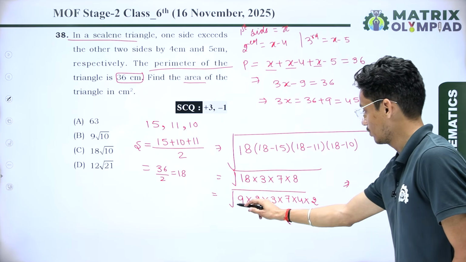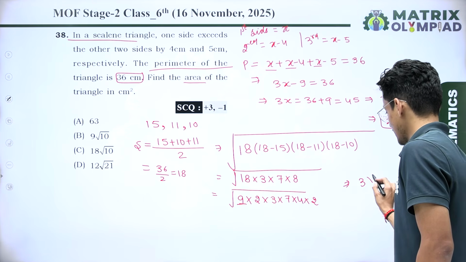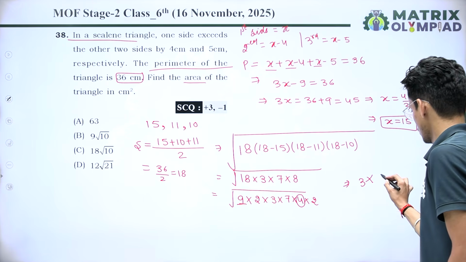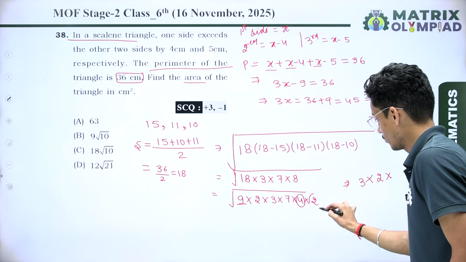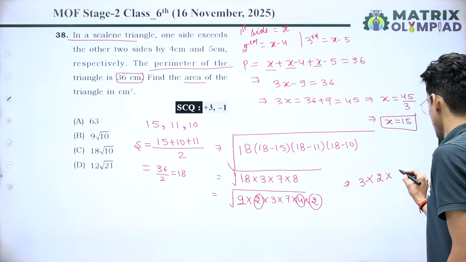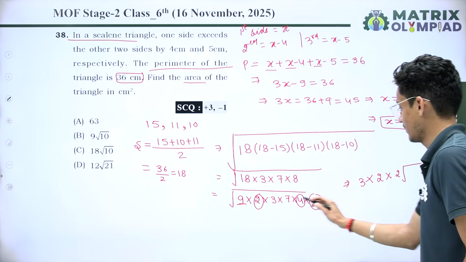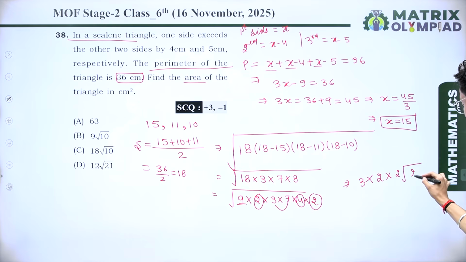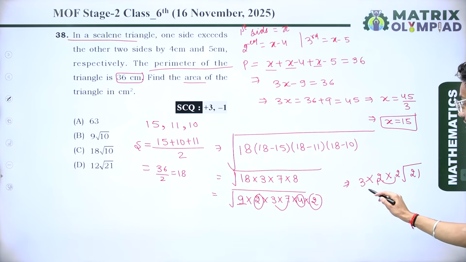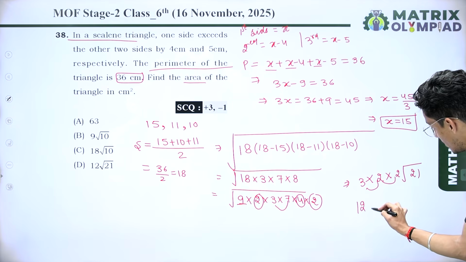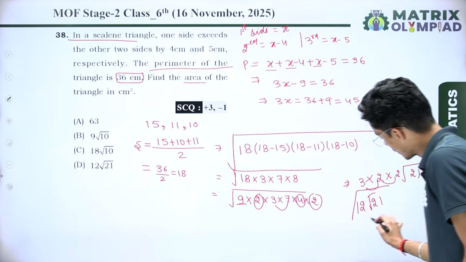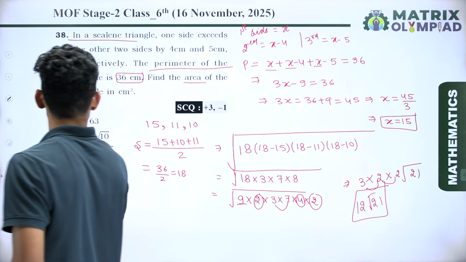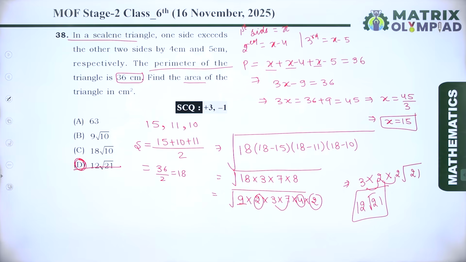The root of 9, we know the root of 9, that is 3. Multiply the root of 4, that is 2. Multiply the root of 2 and 2, here we get that is again 2. And under root, here we get 7 3s are 21. So 2 2s are 4 and 4 3s are 12. So here we get 12 under root 21, that is the area of the scalene triangle. It means option number D is the correct answer over here.